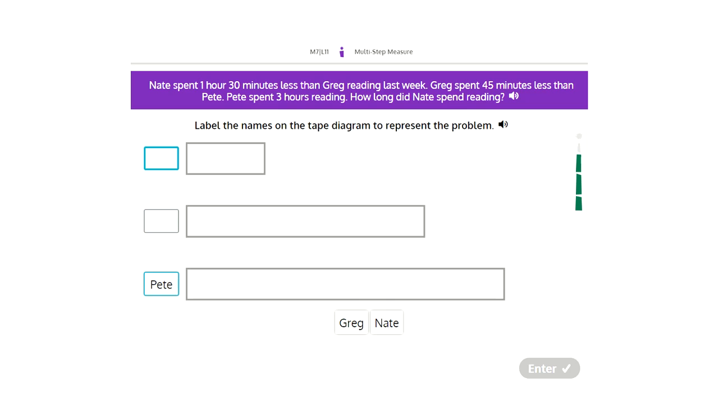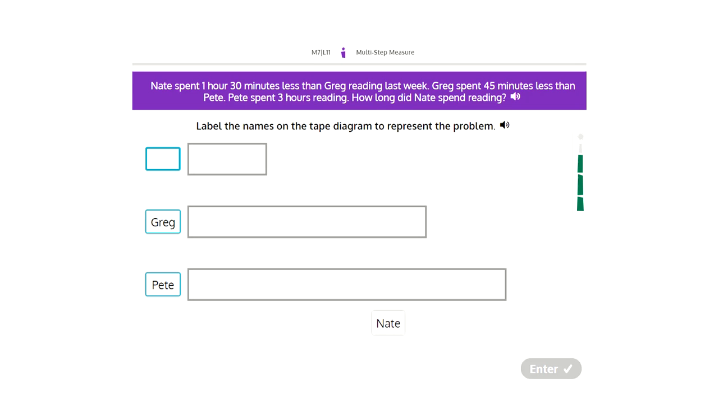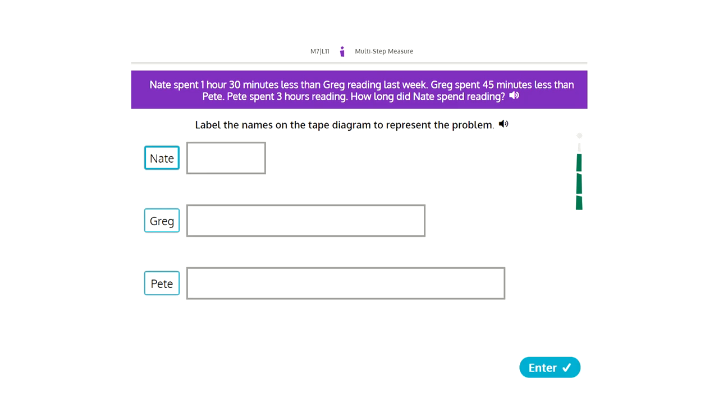I like to think of this strategy as starting from the bottom and going up. We know that Pete spent 3 hours reading. His is the longest amount of time. We know it. So go ahead and label Pete as the bottom. And Greg spent 45 minutes less than Pete. So Greg goes next. Who do you think will be last? That's right. Our friend Nate spent the least amount of time reading. We need to figure out how much time he spent reading.